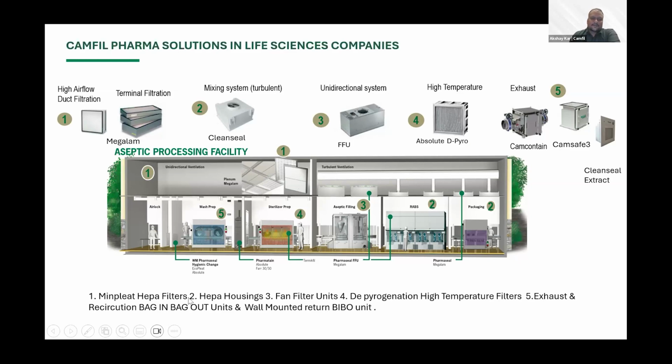It starts from mini pleat HEPA filters. Then second is our HEPA housings. Third is fan filter units, which we provide for laminarity and other application. Fourth is depyrogenation tunnel high temperature filters, which we provide in most of the injectable companies. Then we have exhaust and recirculation bag in bag out units, and wall mounted return BIBO units. So we have all the solutions related to injectables as well as for API companies, where starting from pre-filter to last BIBO unit, we can provide all the equipment from our side.